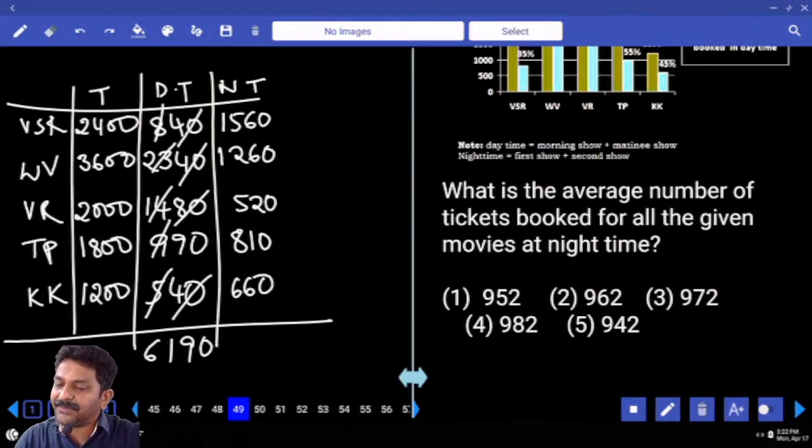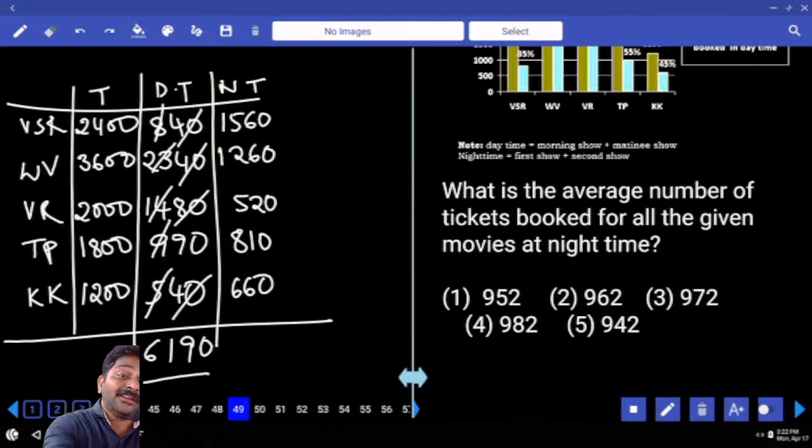What is the average number of tickets booked for all the given movies at night time? Night time tickets, that's what we need to calculate. Yes. So now, one thing you can do is add all the values. Otherwise, add the total and subtract 6190, you'll get 910. Understood? I would like to calculate the total here, because there are more zeros. My eyes always look for beautiful zeros. Because in the total we have more zeros, which makes our job easy.